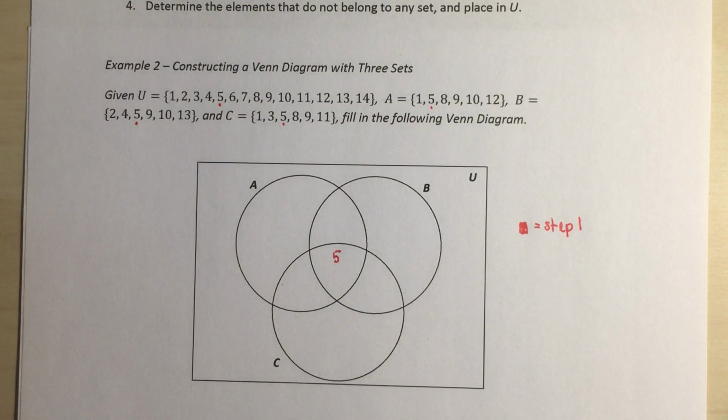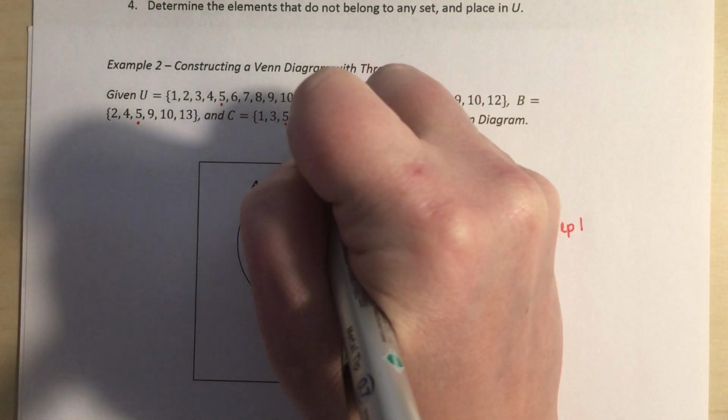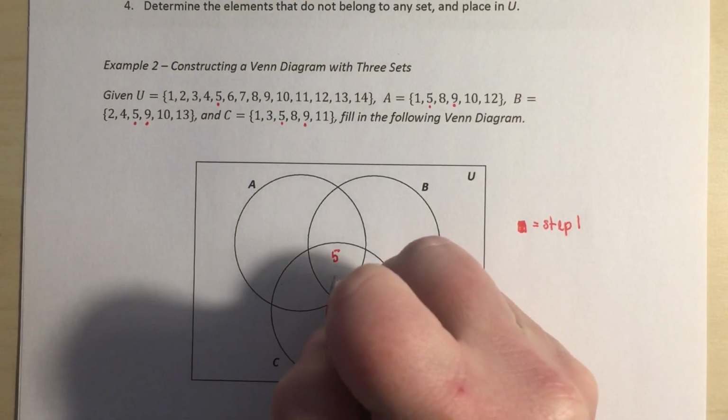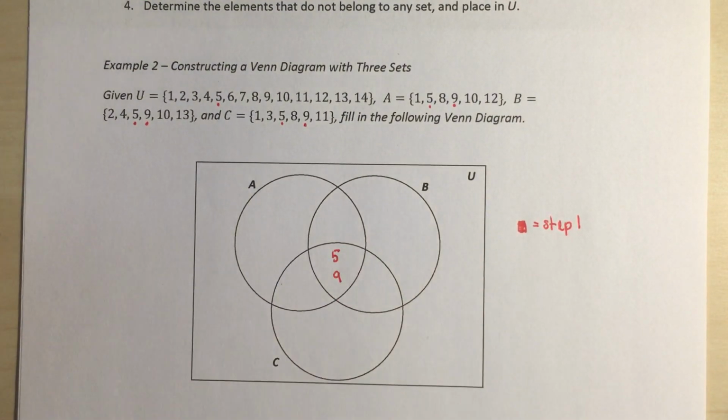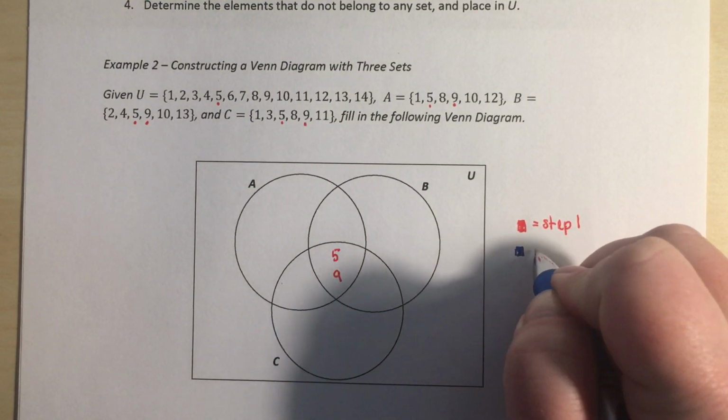Then if we compare sets A, B, and C, they only have one other thing in common in all 3 of those sets, and that's going to be the number 9. So we see that in sets A, B, and C. So in our center region, our first step, we put these first 2 elements, numbers 5 and 9. All right, next. As we go outwards, I'm going to change colors here.